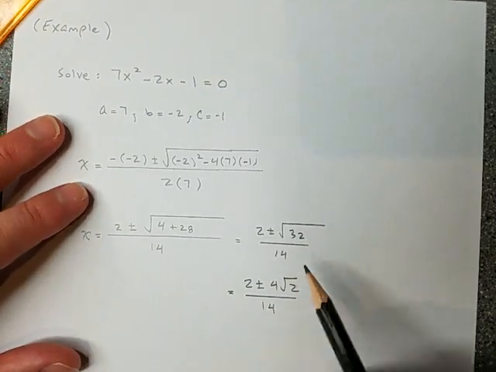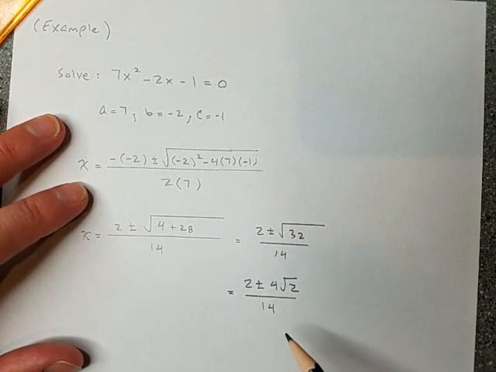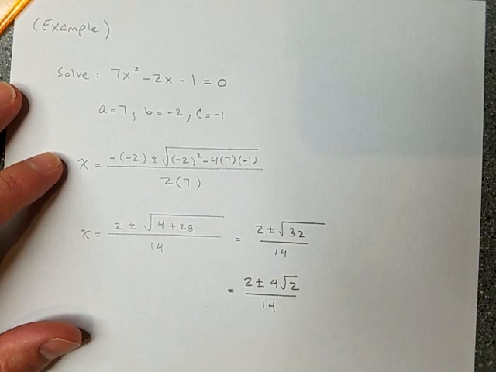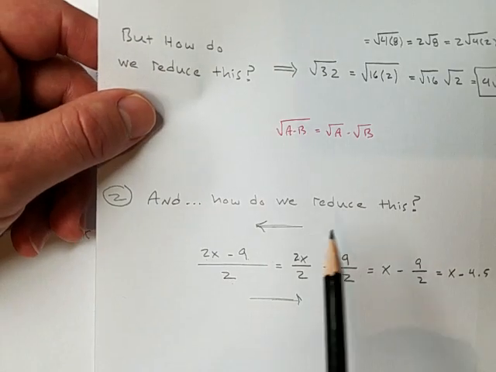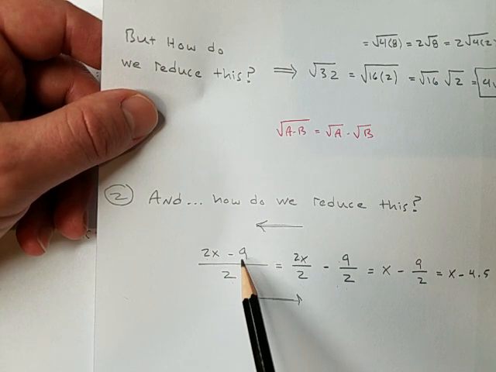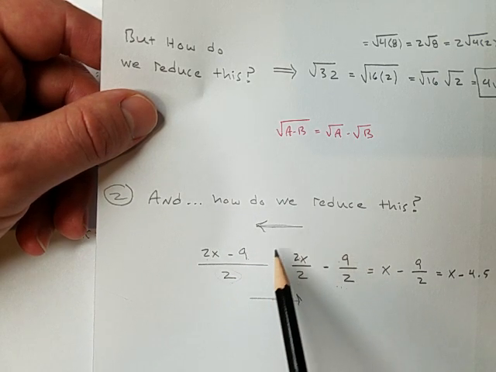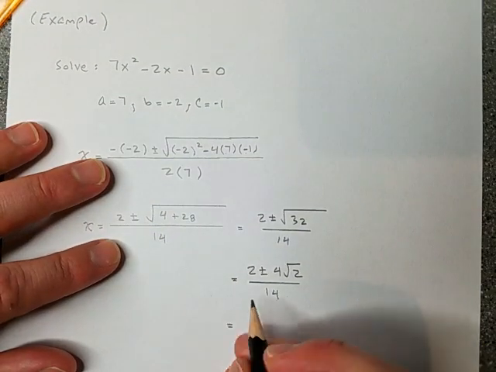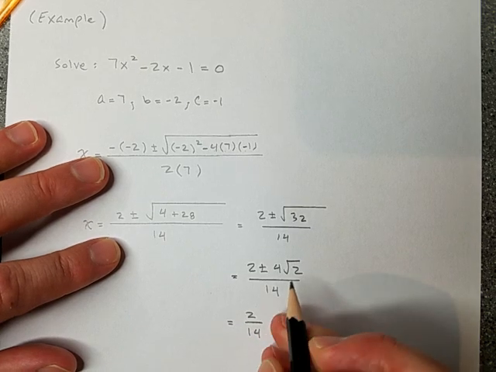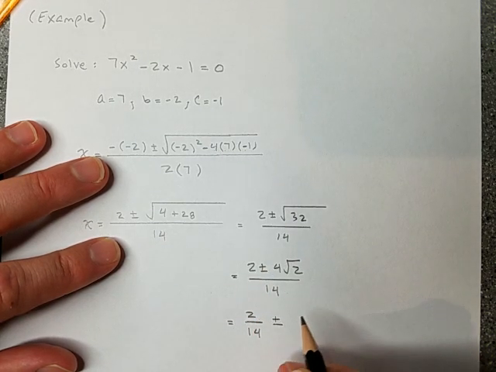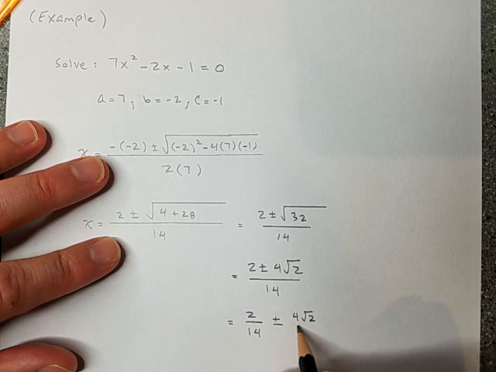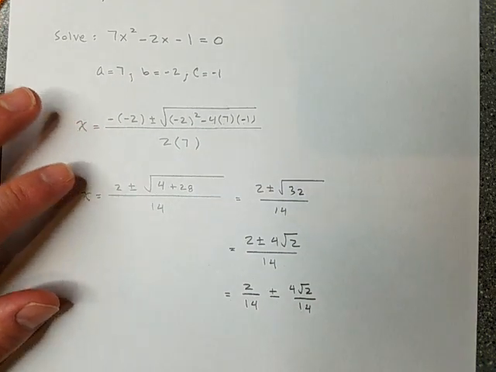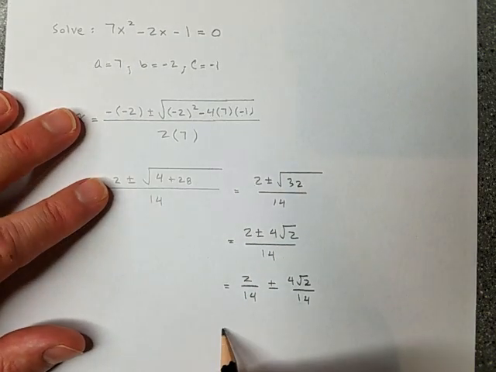Now, what about the canceling? What can you cancel here? 2 and 14? 4 and 4? How exactly do you do that? Well, that's kind of like this. Each of these numbers gets divided by that, right? That's how we look at it. Okay, so I could do it like this: 2 over 14 plus or minus 4 root 2 over 14. And then these I individually reduce. So 2 over 14 reduces to 1 over 7.